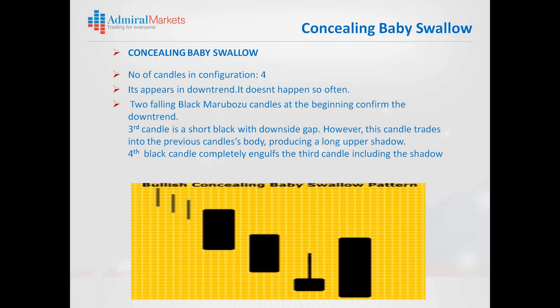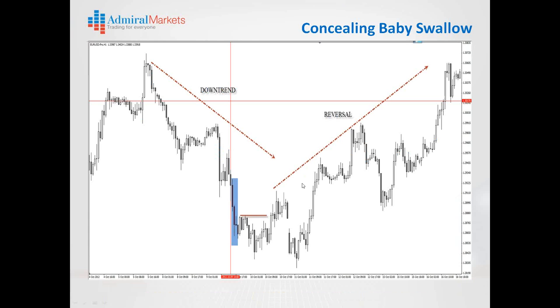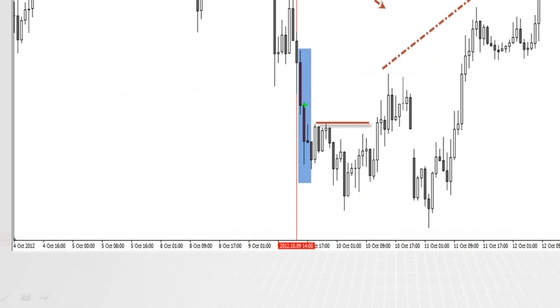You will see on our next slide on MetaTrader 4, this is concealing baby swallow. You see, the first two candles are some sort of Marubozu candles. They don't have to be perfect, guys. They have some wicks, but nonetheless, they are very strong. Those are momentum candles. Momentum candles are characterized by big, strong bodies, and these bodies are very, very strong. You see, two black candles. And the third candle is actually some sort of inverted hammer. It has a wick, but it's the pattern concealing baby swallow.